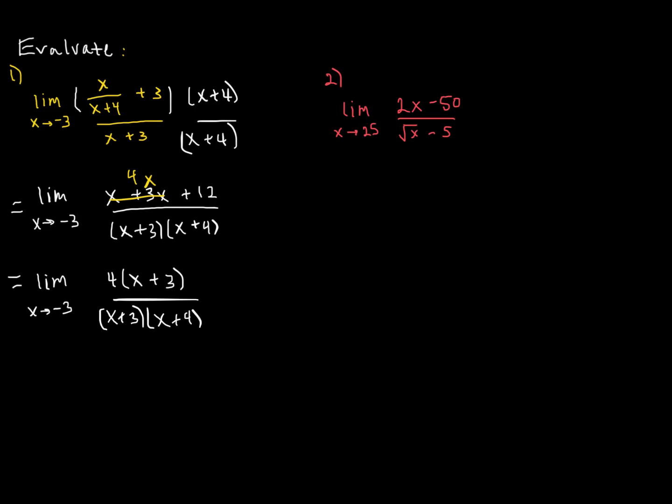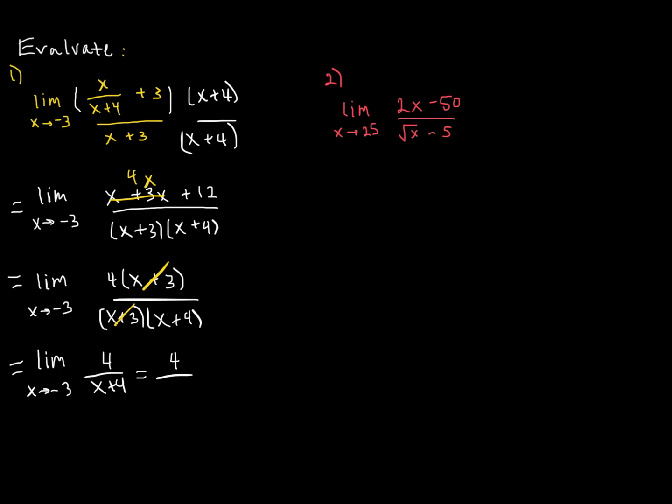Okay? And these will cancel, so you can now rewrite as, again, the limit as x approaches -3 of 4 over x plus 4. And now you can take advantage of the continuity. This is continuous, right, when you plug in -3, and so now we can plug it in and evaluate our function, or sorry, our limit.